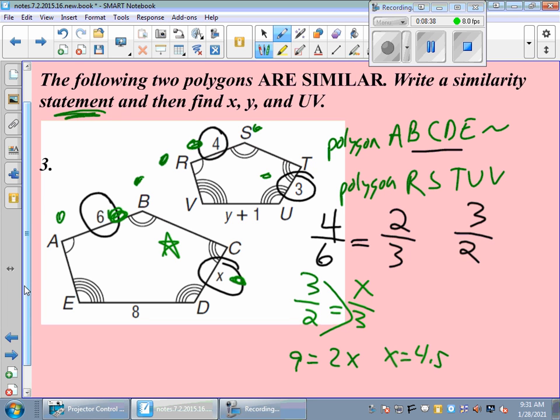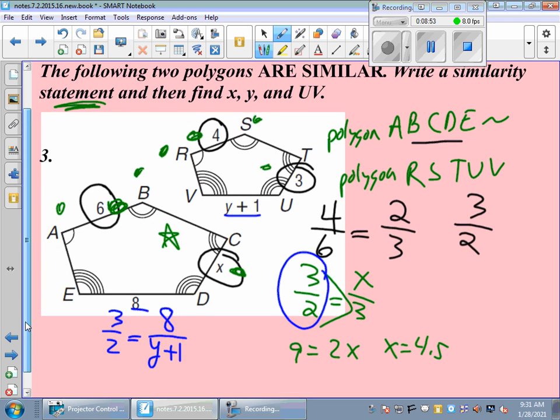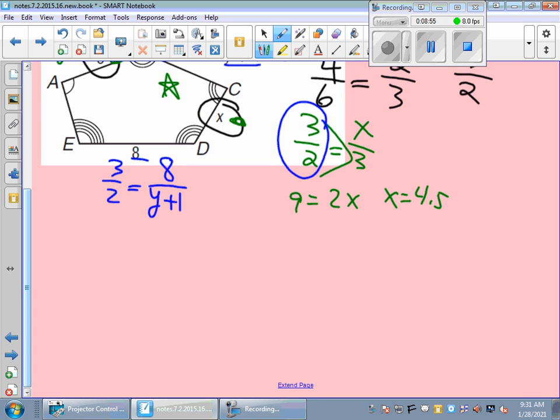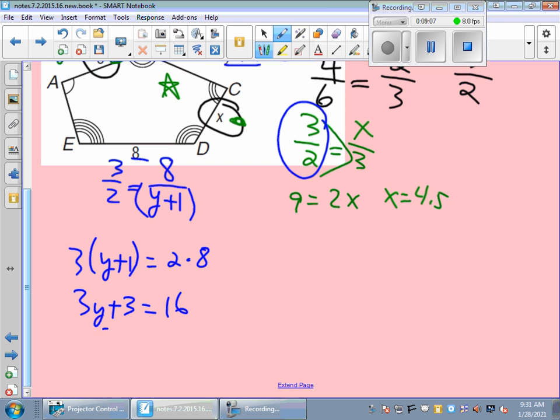They now want us to find y, so again, use the same 3 to 2 ratio. So 3 over 2 equals, and here's y associated with this, so 8 goes on top because we started with this, and the y plus 1 on the bottom. Now let's solve this. You'd put this in parentheses. So 3 times (y plus 1) equals 2 times 8. So 3y plus 3 equals 16. 3y equals 13. You divide, and y is 4.3 repeating. So that's y.